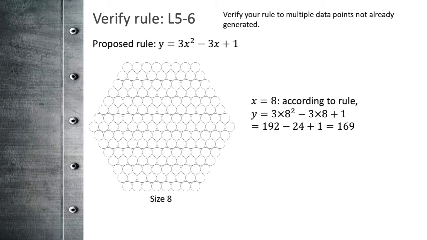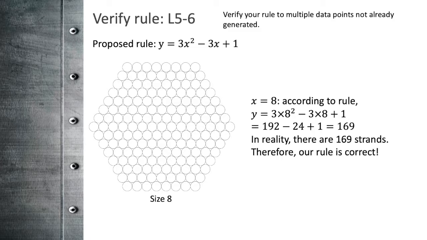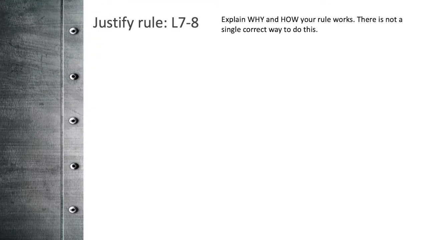How can we do that? Well, we can do it by counting, right? So in reality, there are 169 strands. And this proves that our rule is correct. Now, we can move on to the justification. And the justification really is about explaining why and how your rule works. And there isn't a fixed way to do this.